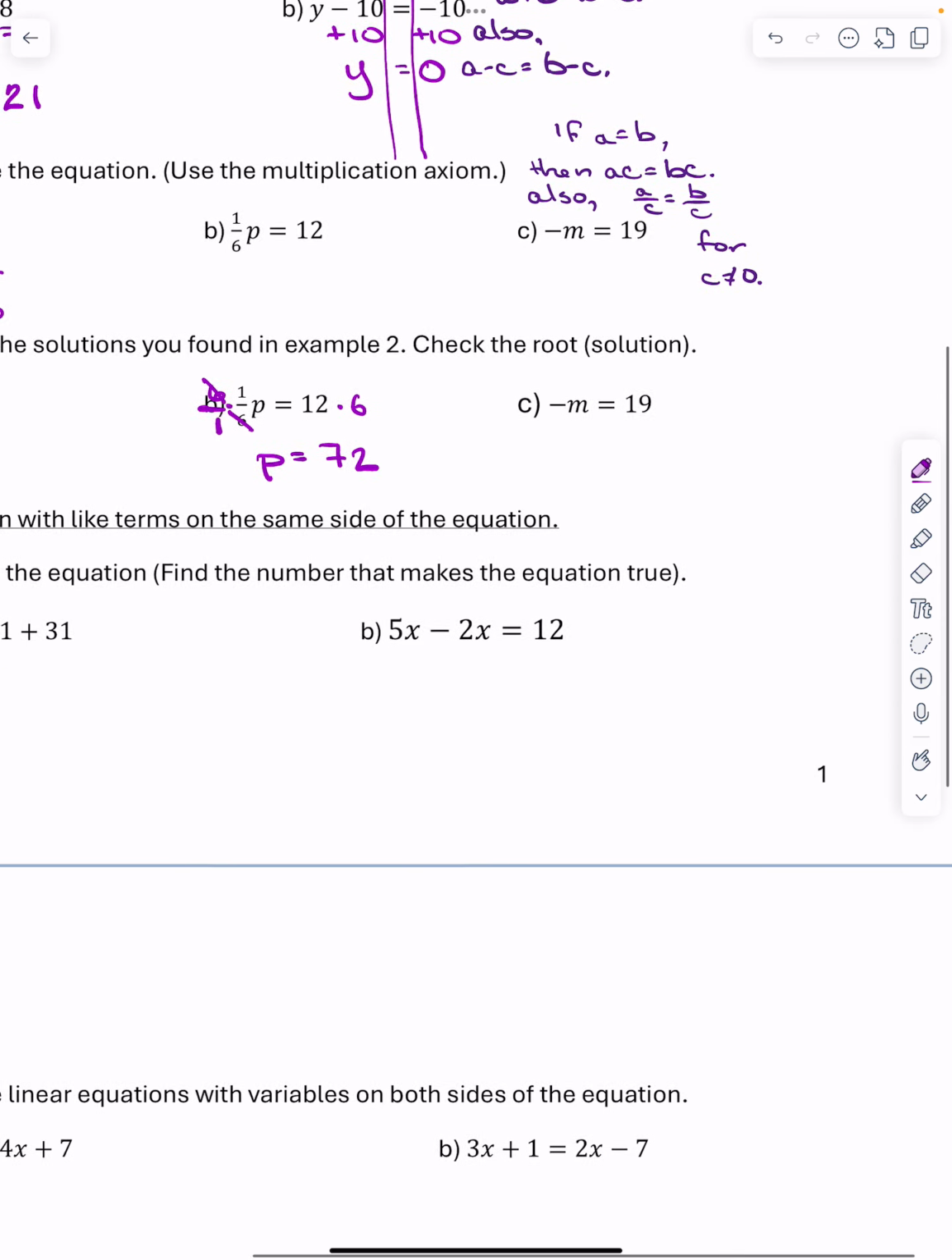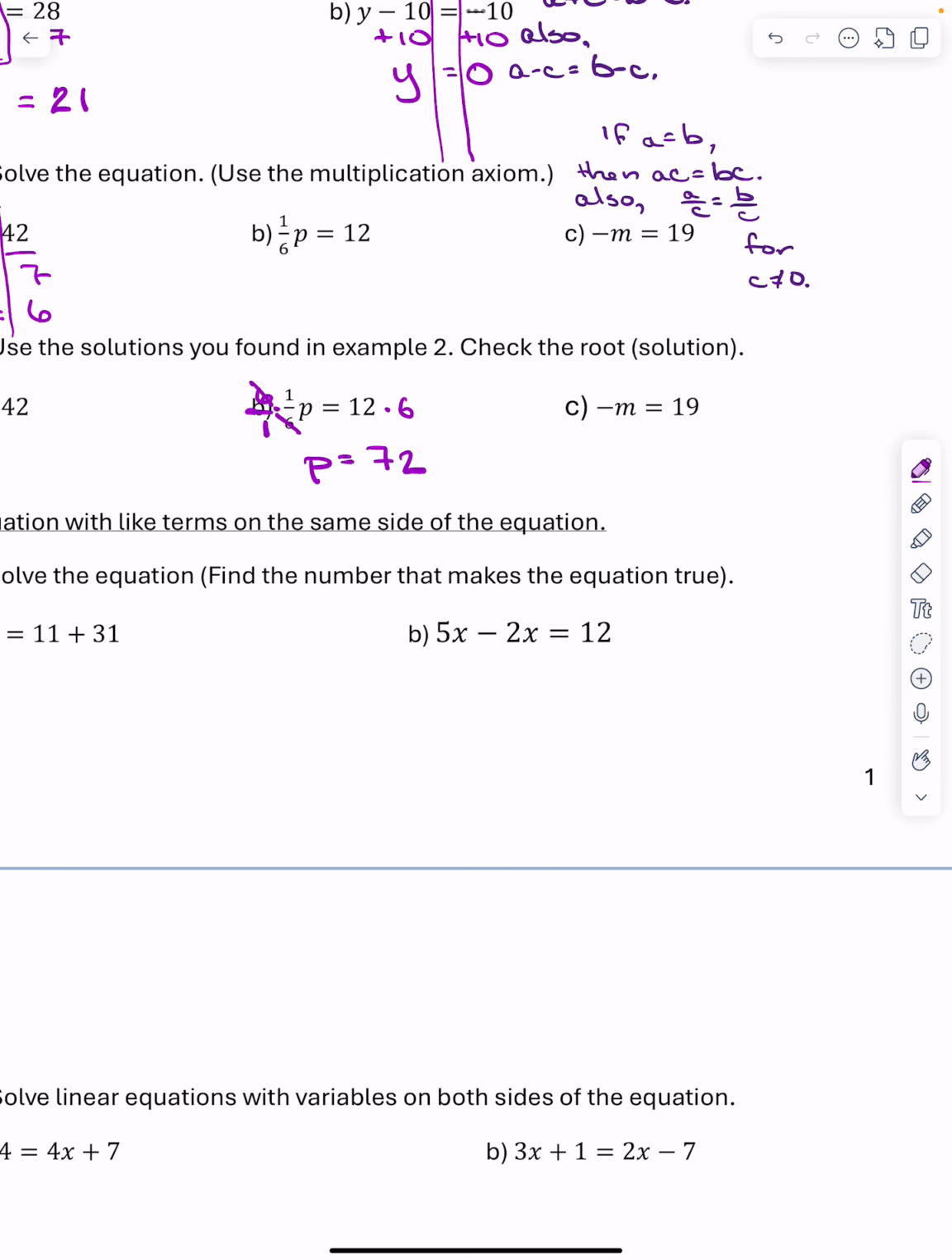See, there's a couple of different ways to think about this. Minus m, negative m, means negative 1 times m. If I want to get rid of that, I'm multiplying both sides by negative 1. This one's a little different. I don't always have to divide. Sometimes it also helps to think that negative m equals positive 19, so we can flip those. Positive m would be negative 19.